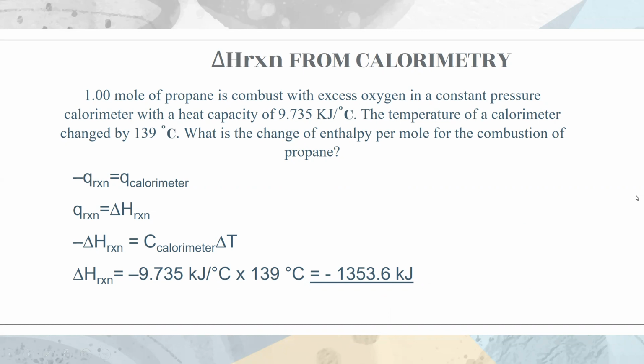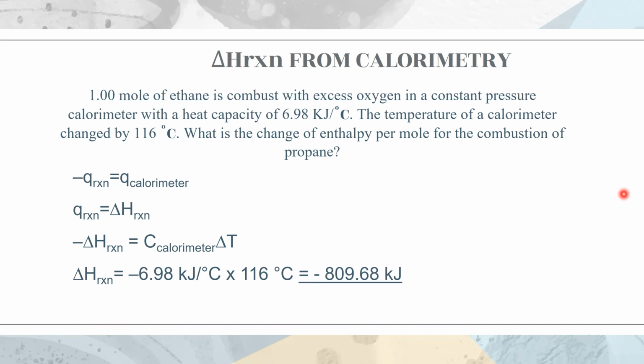And so just another example real quick. They are basically the same really simple examples. We have 1 mole of ethane combusted with excess oxygen in a constant pressure calorimeter with a heat capacity of 6.98 kilojoules times degrees Celsius. The temperature of the calorimeter changed by 116 degrees Celsius. What is the change of enthalpy per mole for the combustion of propane? So we're being asked the same change of enthalpy. Make sure we have 1 mole, so we can continue with our equation.